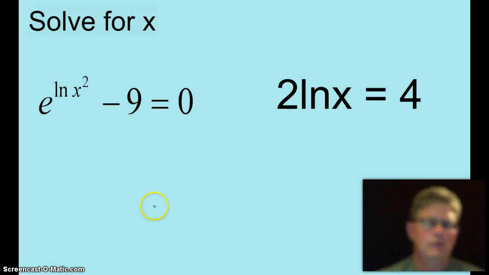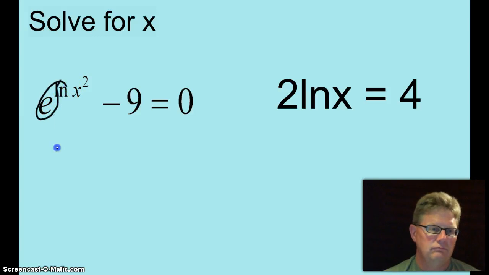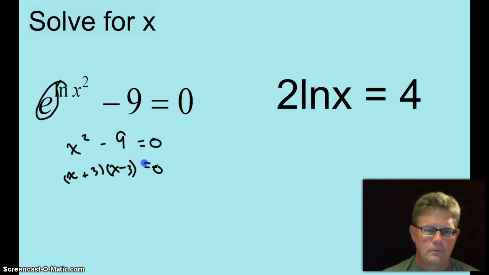Alright, now we're going to be solving equations that have natural logs and e in them. Okay, solve for x. What did I tell you about e and ln? They are inverse functions, so they undo each other. So all of that's just nothing, and this right here is x squared minus 9. Looks like that's fairly factorable, doesn't it? x plus 3 times x minus 3. So x equals negative 3 and 3.